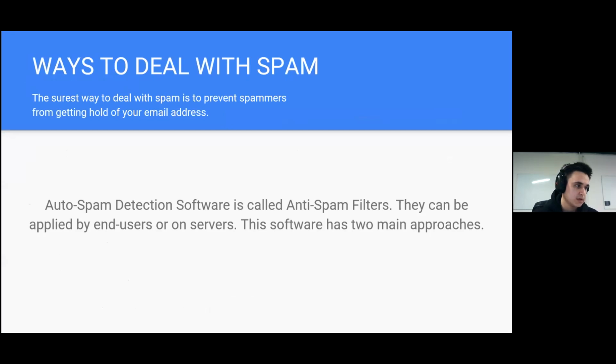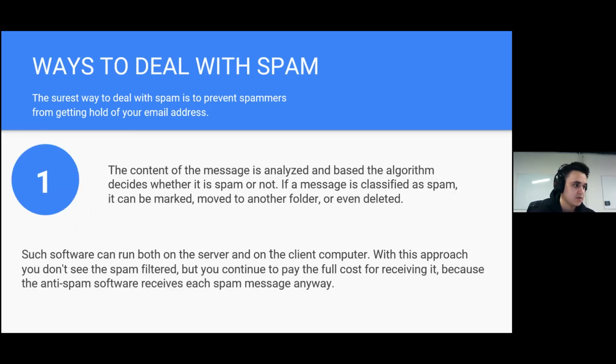So what are the ways to deal with spam? The best way to deal with spam is to prevent spammers from getting hold of your contacts. Anti-spam filters help to solve the spam problem. This software has two main approaches. The first one is that the algorithm analyzes the content of the message. Based on the result, it decides if the message is spam or not.